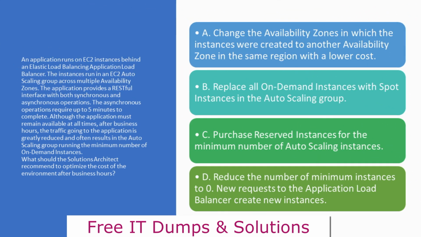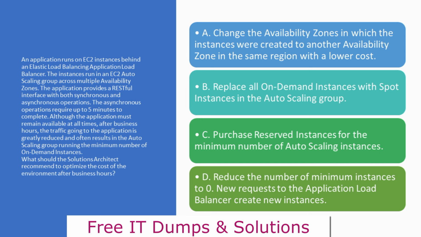An application runs on EC2 instances behind an Elastic Load Balancing application load balancer. The instances run in an EC2 auto-scaling group across multiple availability zones. The application provides a RESTful interface with both synchronous and asynchronous operations. The asynchronous operations require up to 5 minutes to complete. Although the application must remain available at all times, after business hours, the traffic going to the application is greatly reduced and often results in the auto-scaling group running the minimum number of on-demand instances. What should the solutions architect recommend to optimize the cost of the environment after business hours?